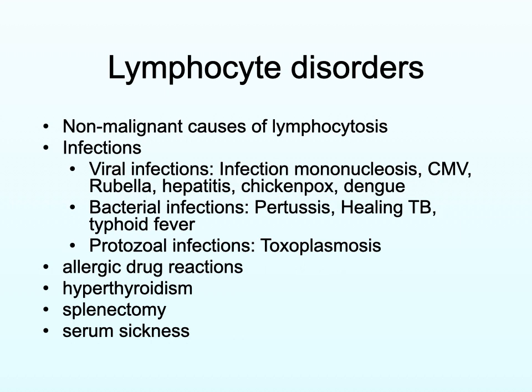Lymphocyte disorders. The non-malignant causes of lymphocytosis, for example, infections: viral infections such as infectious mononucleosis, cytomegalovirus, rubella, hepatitis, chickenpox, and dengue. Bacterial infections such as pertussis, healing tuberculosis, and typhoid fever. Protozoal infections such as toxoplasmosis. Also allergic drug reactions, hyperthyroidism, splenectomy, and serum sickness.